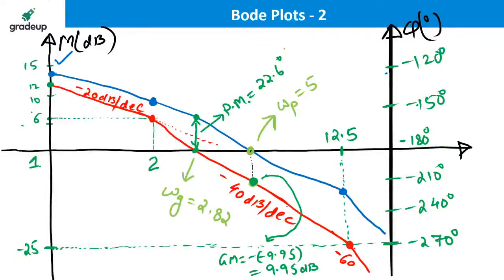Okay. Now you can take the screenshot. This is the complete Bode plot with all the details of omega p, omega g, gain margin, phase margin.